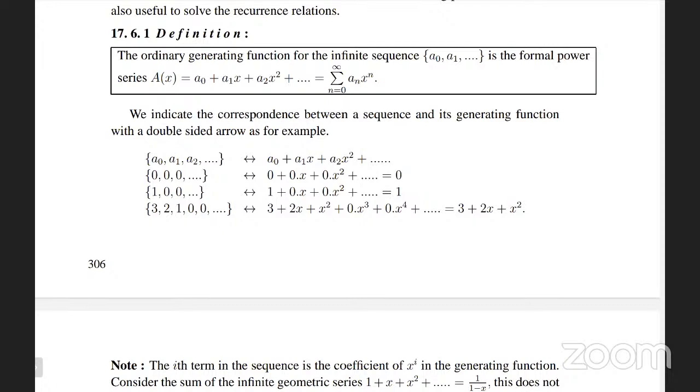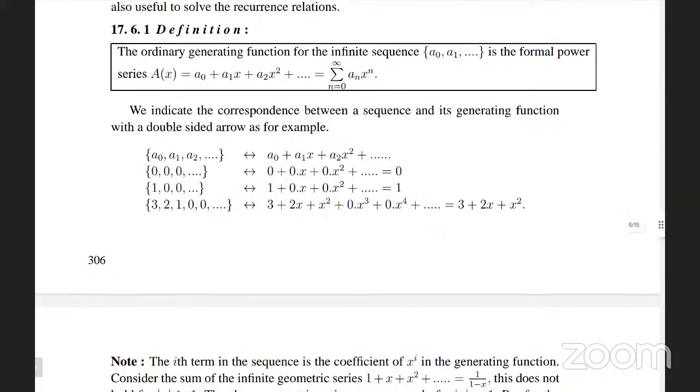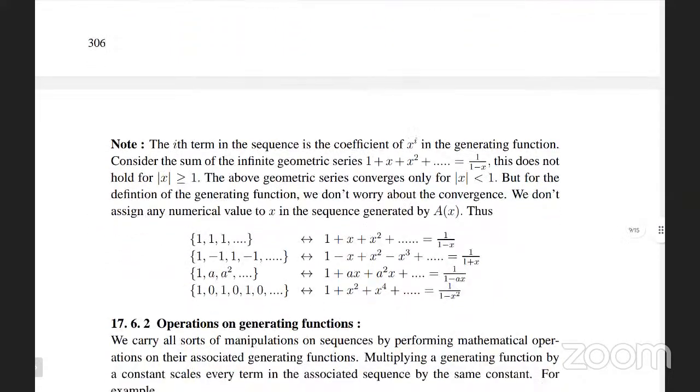So 0, 0, 0 implies 0 plus 0 times x plus 0 times x squared plus so on, equal to 0. 1, 0, 0, 0 means 1 plus 0 times x plus 0 times x squared plus so on, equal to 1. Then 3, 2, 1, 1. These are examples of how we can represent a sequence as a generating function. Generating function means we write A0 plus A1x plus A2x squared plus so on, for infinite sequences.